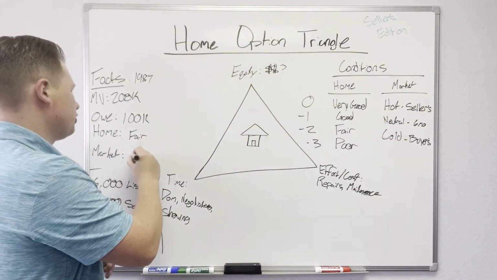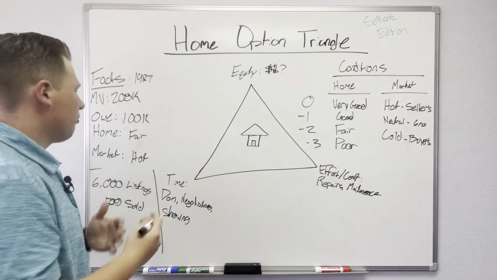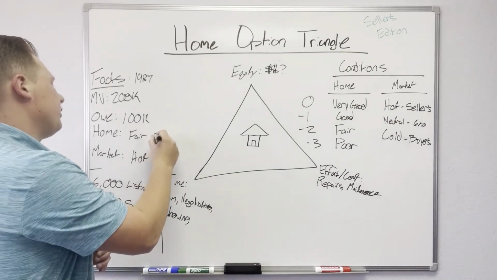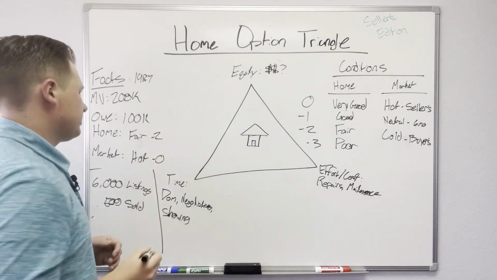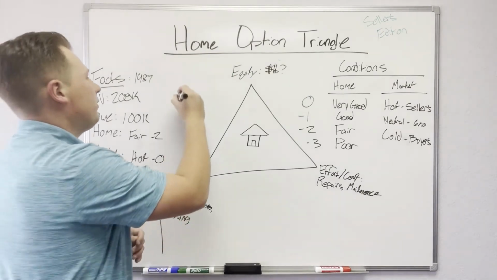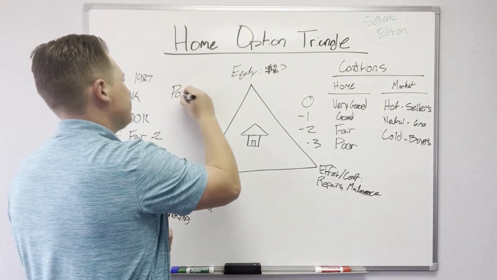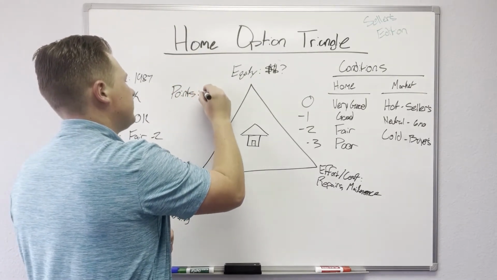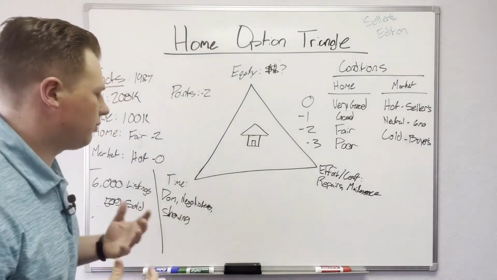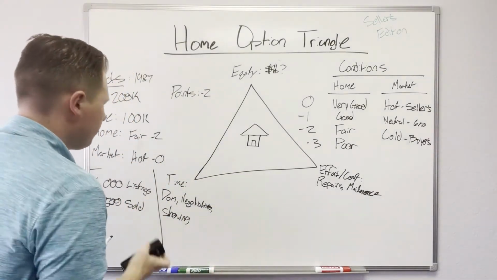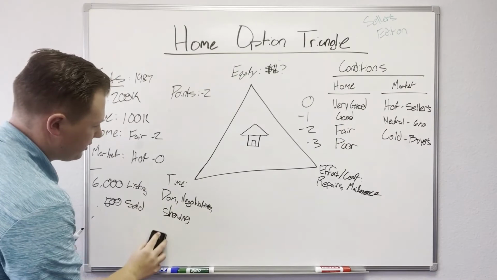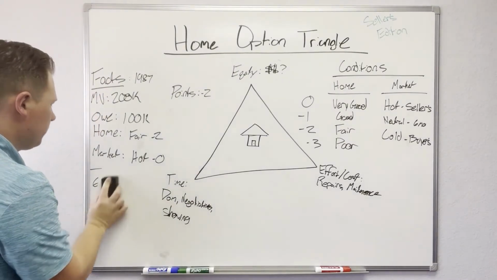Market conditions, we're just going to say that we have hot market conditions. So this is going to be minus 2. This is going to be minus 0. So now we have to deduct from our points. We have to take off 2 points from our triangle. So I'm going to go ahead and erase this just so it doesn't get confusing as we jump into this triangle.